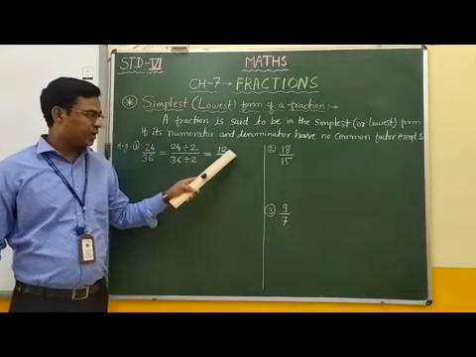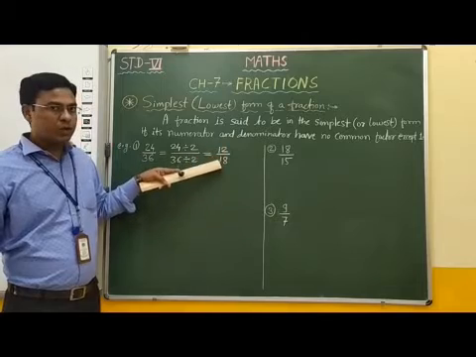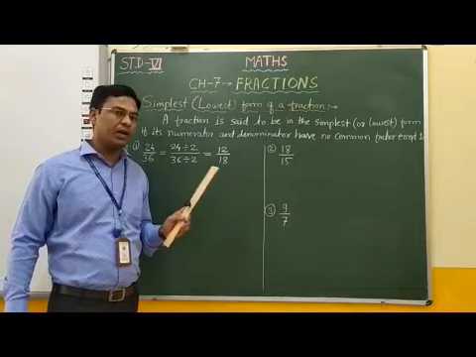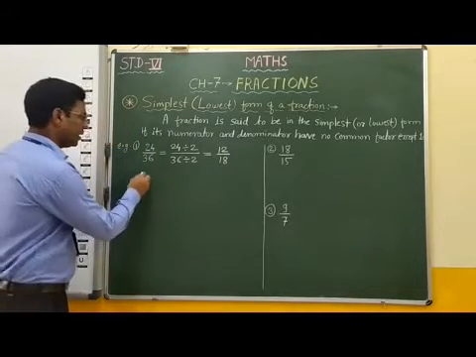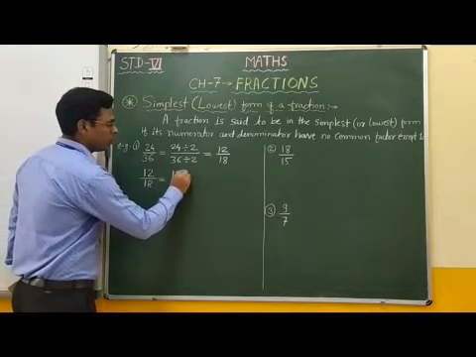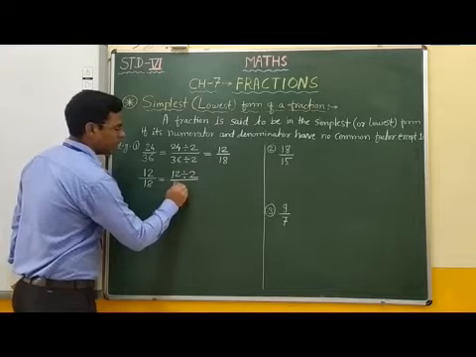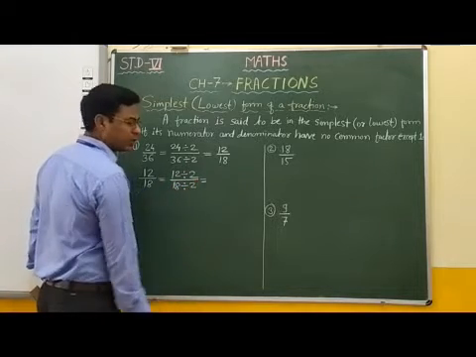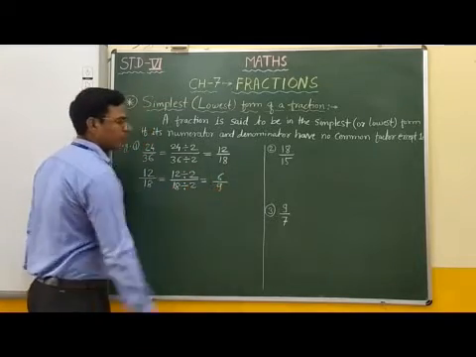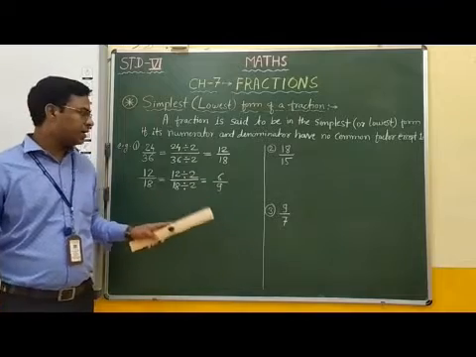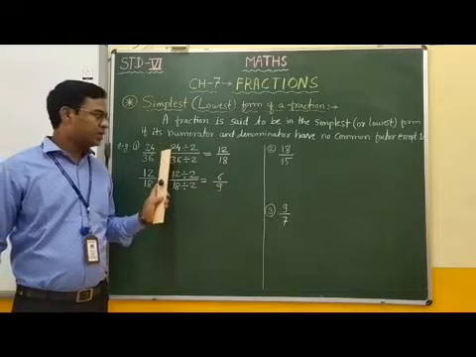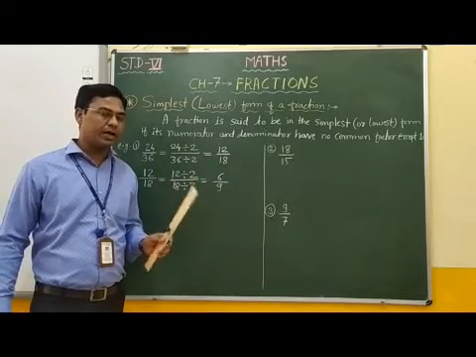But if you observe here, again both numerator and denominator are even numbers, therefore both are divisible by 2. Therefore again we can write 12 by 18 is equal to 12 divided by 2, 18 divided by 2, which is equal to 6 and 9. Therefore, we can say that 24 by 36, 12 by 18 and 6 by 9, these three fractions are equivalent.